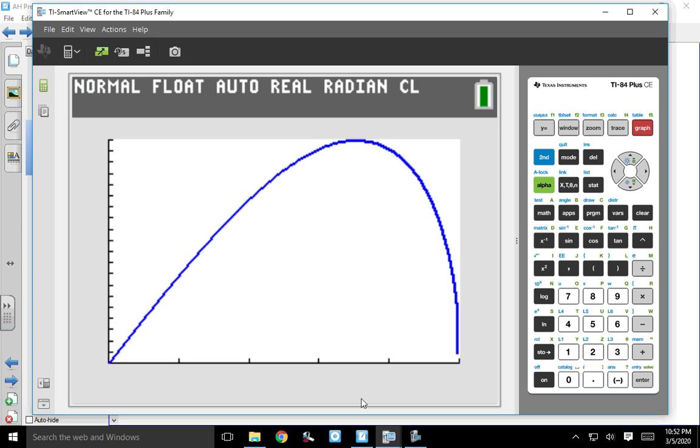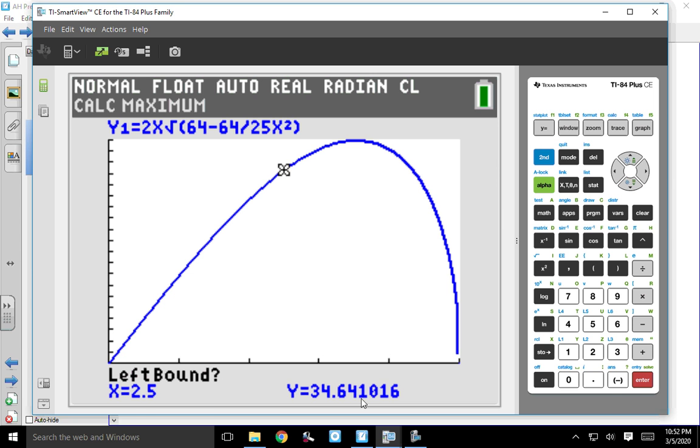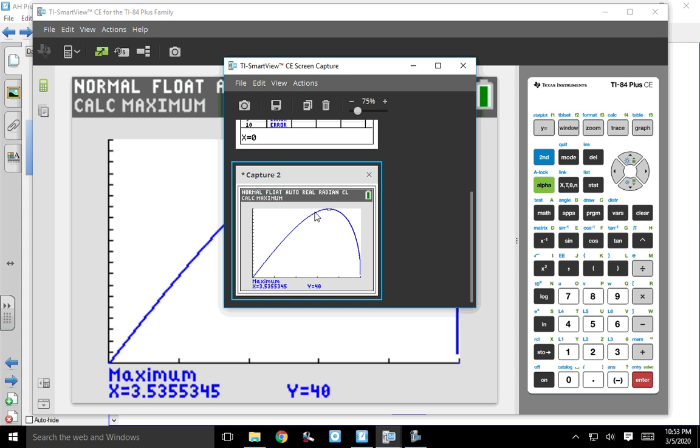We're looking for the maximum, so you can go to your second calc menu, and you can go to maximum. And we'll give it a left bound, sure, 2.5 is fine. I'll give it a right bound of, say, 5. And I can give it a guess of somewhere between there, let's say somewhere around 4. We'll give it as a guess. So it turns out, there we go, the maximum is 3.536 if we round that. And the y value there is 40. Again, let me grab a picture of that. We'll put that in our slide.